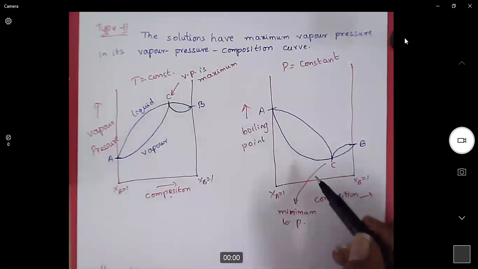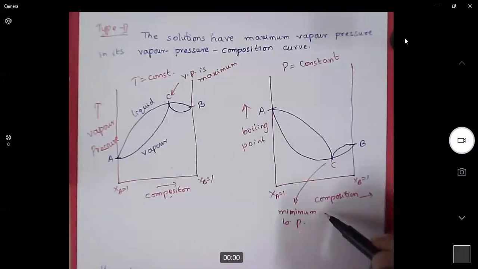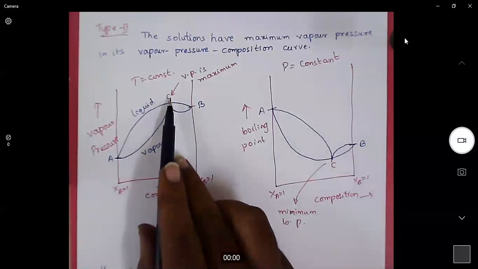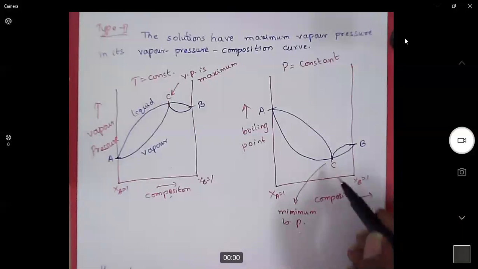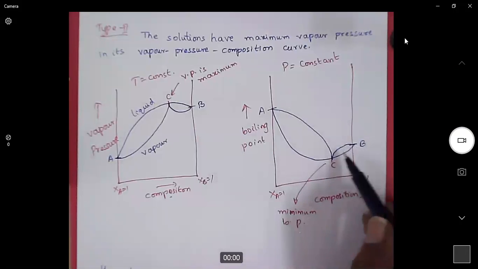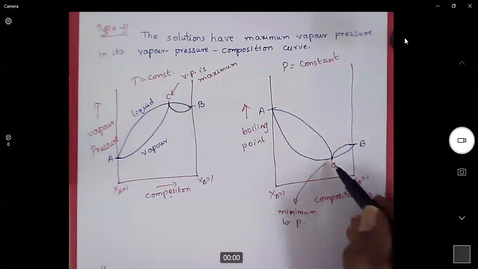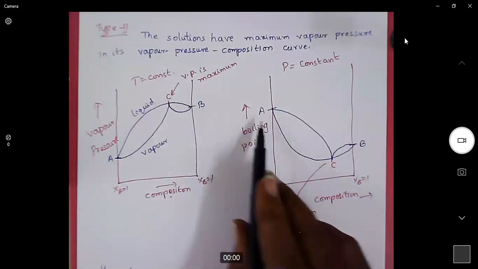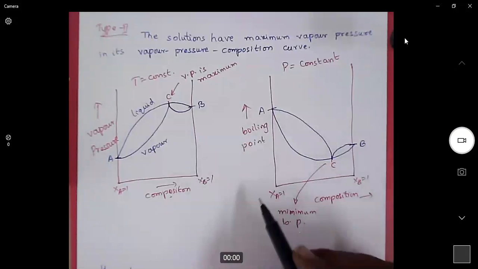Now, how will its boiling point composition curve look? It is exactly reverse. Because this mixture is having a maximum in its vapor pressure, it will have a minimum in its boiling point. This is the boiling point of A and this is the boiling point of B. When we mix these two liquids A and B, the mixture will boil at a lower temperature than the individual boiling points of either A or B. So that is the meaning.